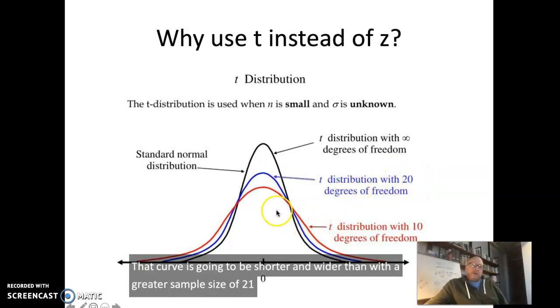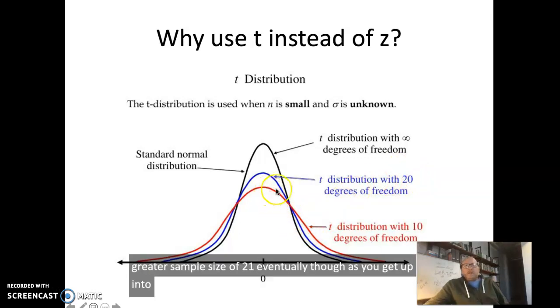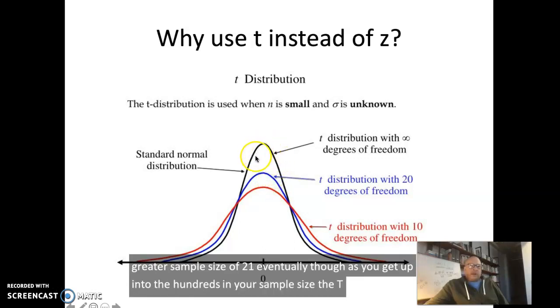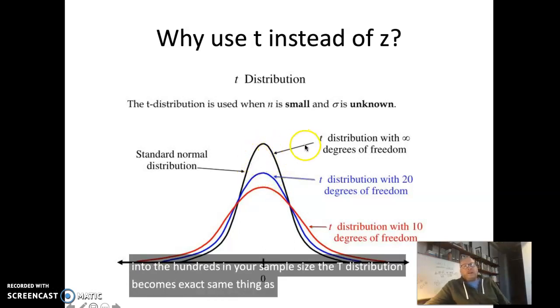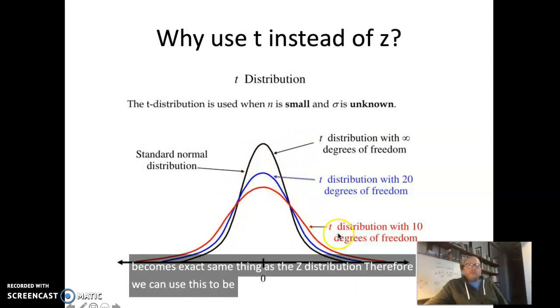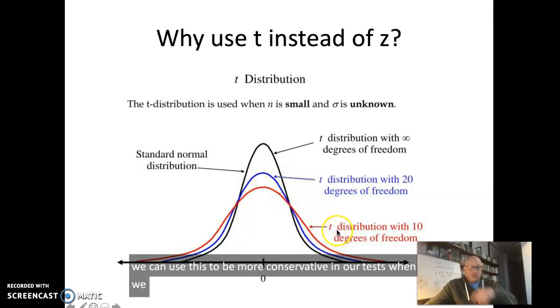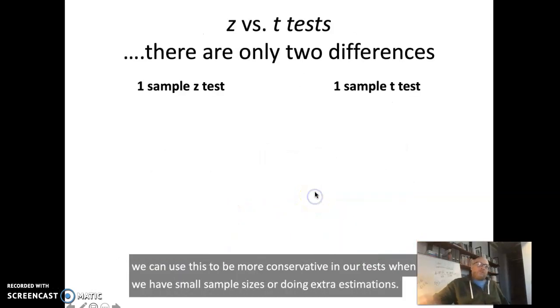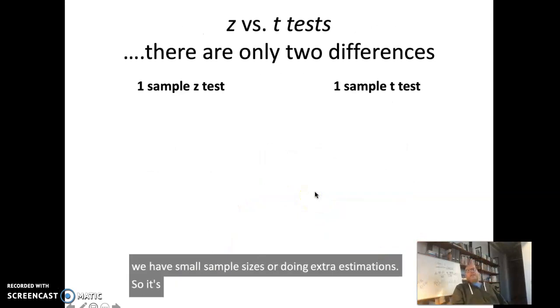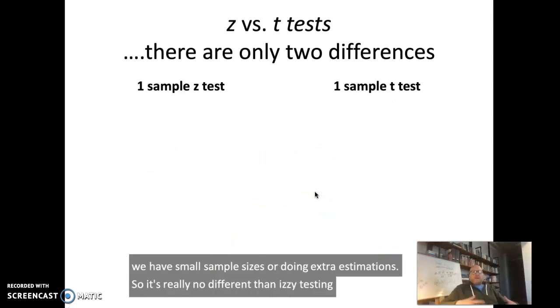Eventually, though, as you get up into the hundreds in your sample size, the t distribution becomes the exact same thing as the z distribution. Therefore, we can use this to be more conservative in our tests when we have small sample sizes or doing extra estimations. So, it's really no different than a z-test in its conceptual or philosophical foundation.